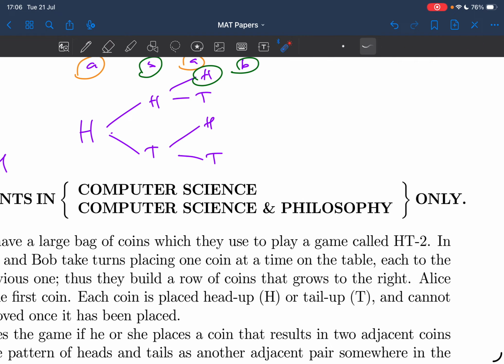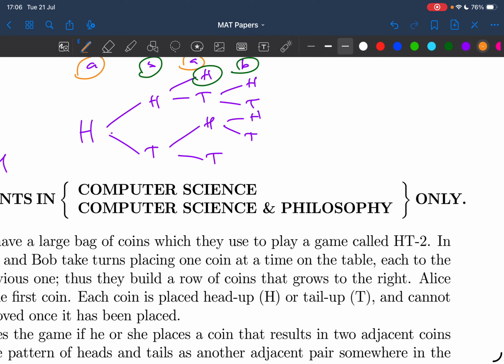From this tail situation, he has freedom because he's never seen a tails before. So he can do anything he likes, and neither case results in a loss. Here, Bob has seen a head before. So if he does a tail, Alice wins. If he does a head, the game keeps going.